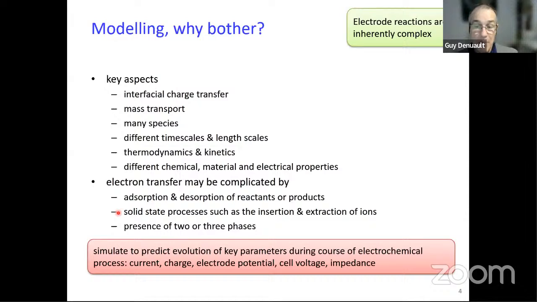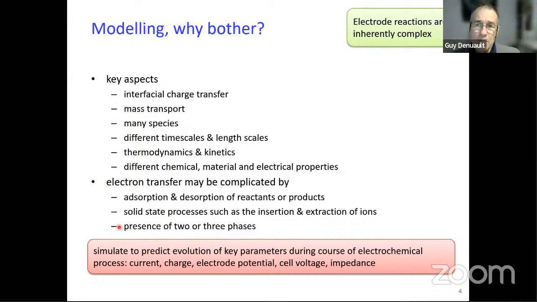There are more complicated systems. For example, if you look at batteries, you can have solid state processes, which will involve insertion, intercalation of some ions within the solid state matrix. And then, of course, there would be the reverse process, the extraction of the ions. If you are trying to model a fuel cell, you'll be looking at a three-phase boundary between the gas phase, the catalyst, and the electrolyte. So there may be situations where the model needs to account for transport and reaction at three-phase boundaries.